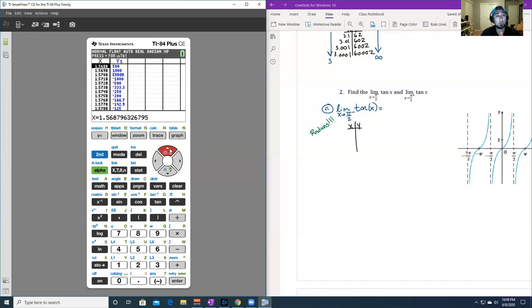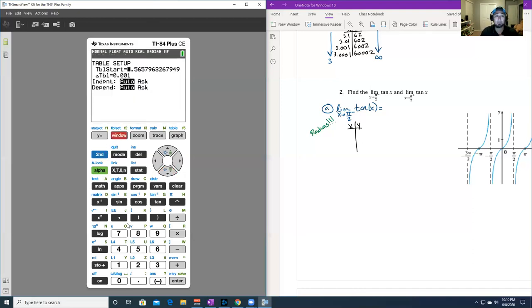Scroll up. Oh, look at that. 200, 250, 300, 500, 1,000. We are getting better. Definitely getting better answers. Now, 1,000 seems like a number where we can believe that our limit is starting to head towards infinity. But let's say I still don't believe it. Then back to the table set.